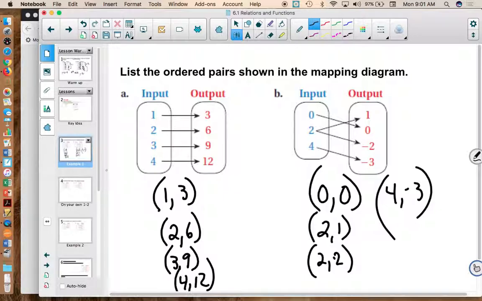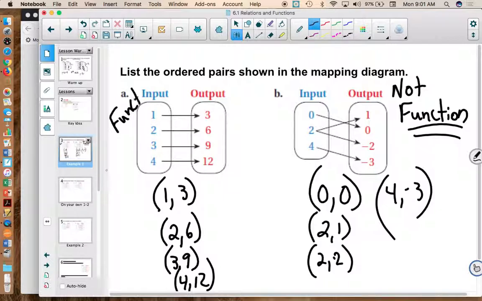Okay? And you're going to have to be able to explain. This one is not a function, and this one is a function. You're going to have to know the difference. Okay?